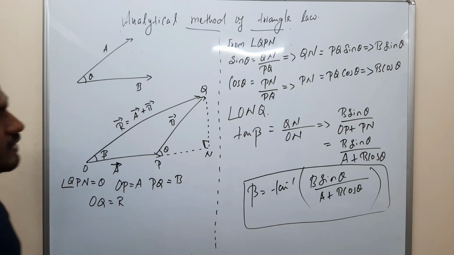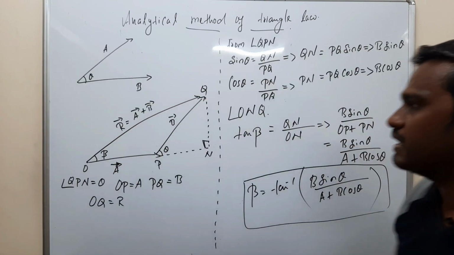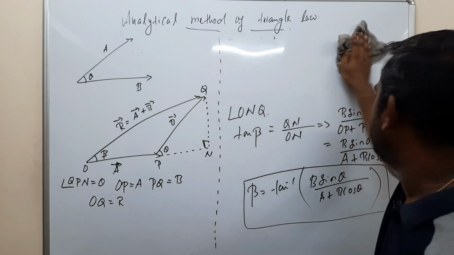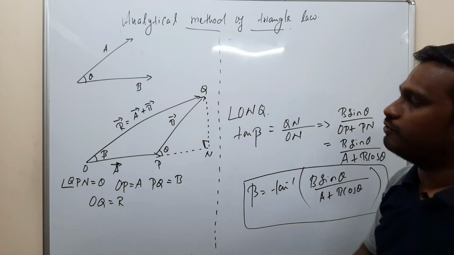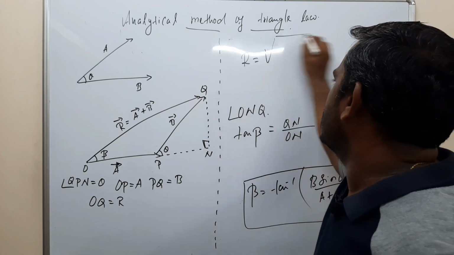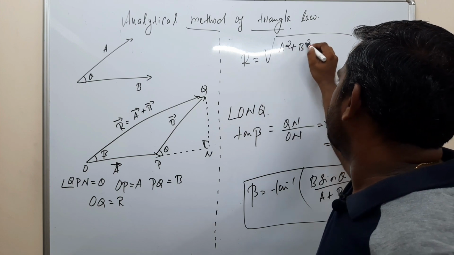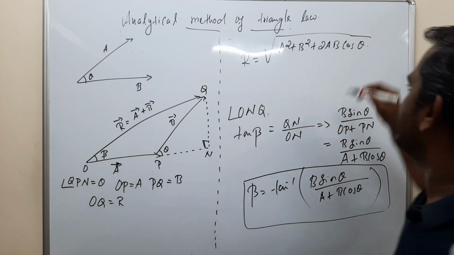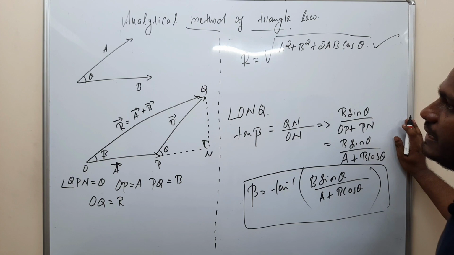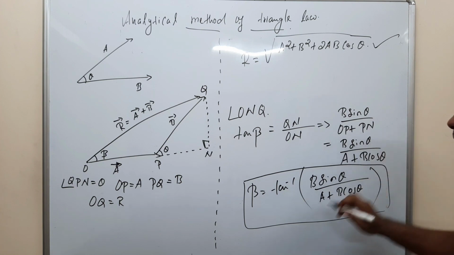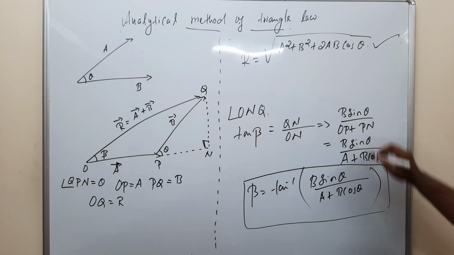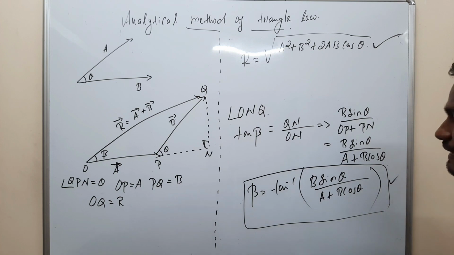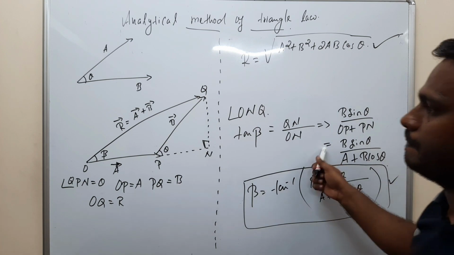So if two vectors are inclined at an angle theta, what is the magnitude of the resultant? R is equal to the square root of A squared plus B squared plus 2AB cos theta. This expression gives the magnitude of the resultant, and this one will give the direction of the resultant vector. Clear?